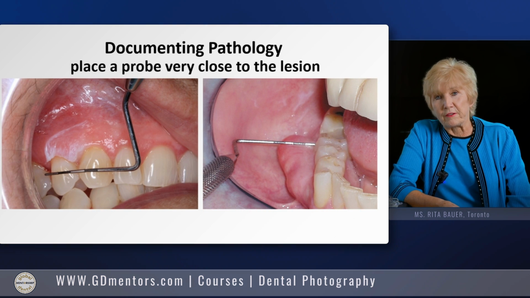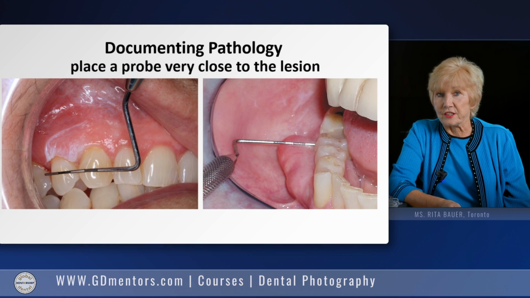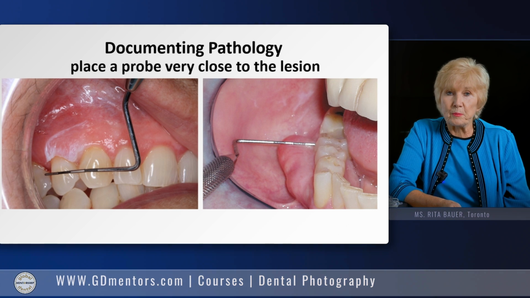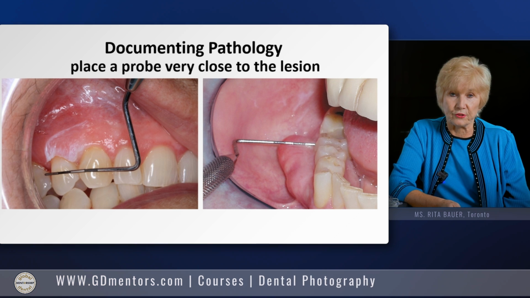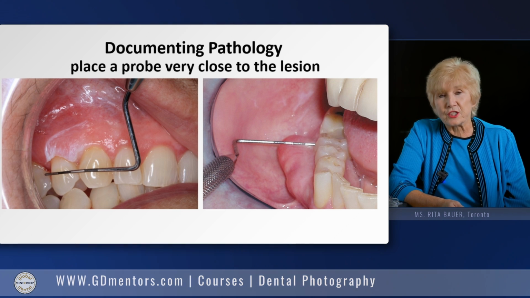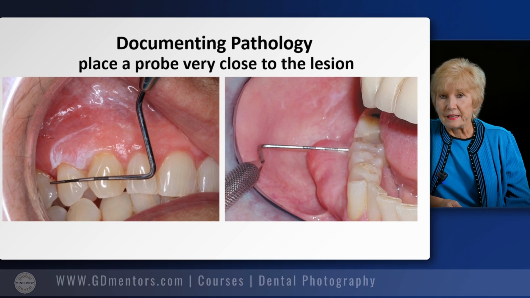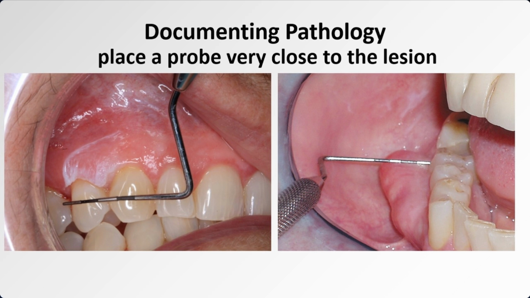Now, if you're photographing pathology, you're really documenting the changes, and you should be placing a probe very close to the lesion or the change in the gingiva or growth, just so you get an idea of how large the area is, and you can document it this way. Now, again, the probe needs to be very close to the area so you don't get the wrong information or distorted information.